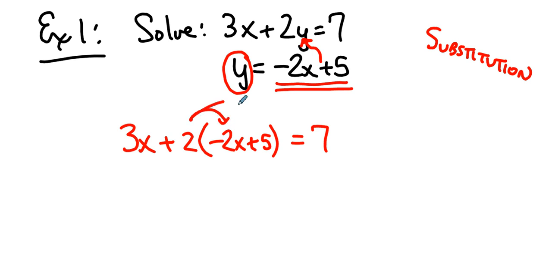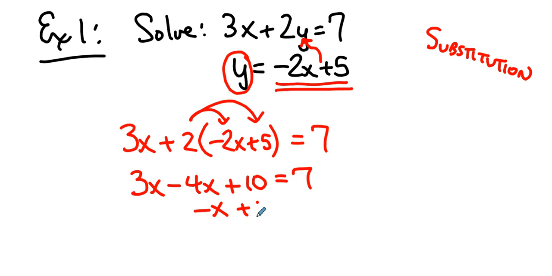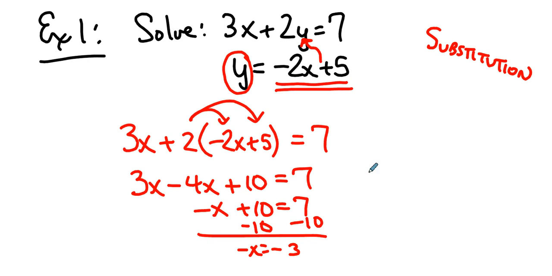We use the distributive property to solve that. I'll pause a moment to let you do that. You could hit the pause button yourself. Okay, so that's positive 2 times negative 2x, positive 2 times positive 5. And we're looking at negative x plus 10 is 7. Then we subtract 10 from both sides. And so what's x? x is 3.